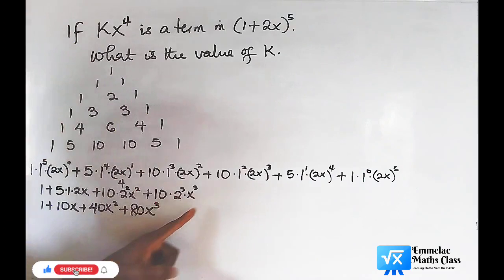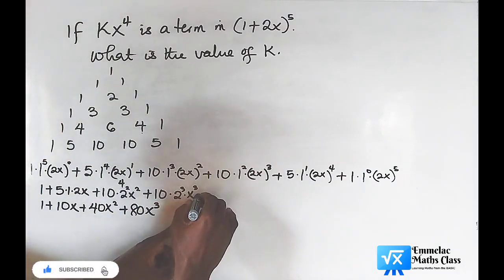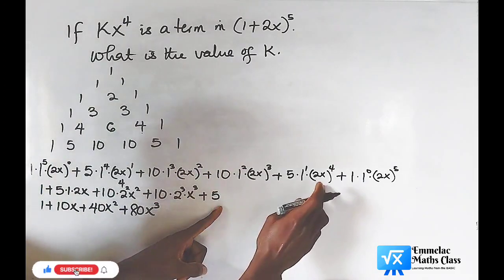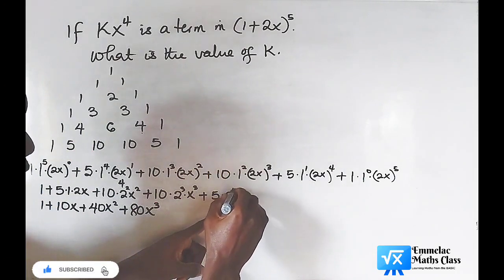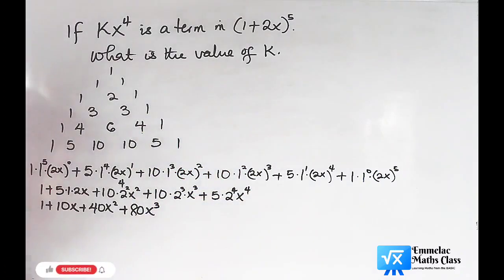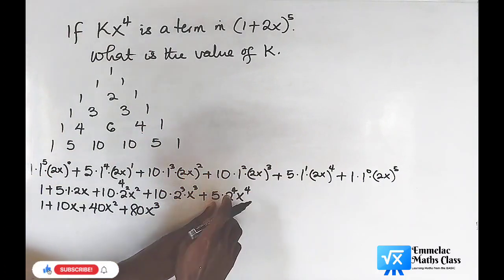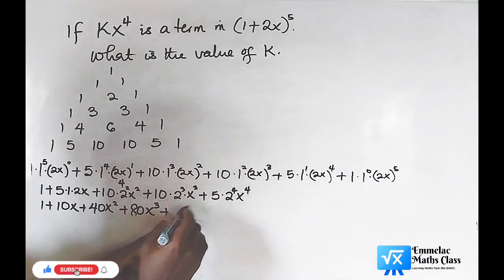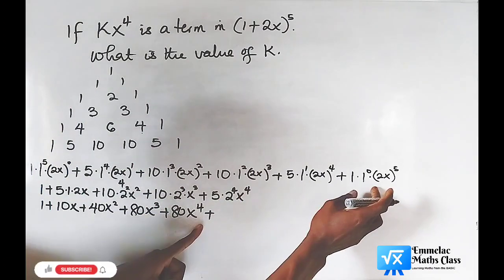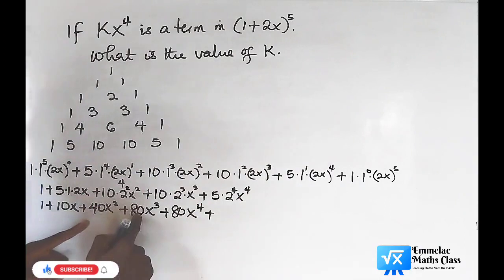3. Now the next one is this, so which is plus, this is 5. Okay, now this is 2 raised to the power of 4 times x raised to the power of what? 4. Okay, so here we have 5 times, this is 16. 5 times 16 should give us 80. So here you have 80 x raised to the power of what? 4. Then plus the last one here, if I'm not mistaken, this is 1, 2, 3, 4, 5.